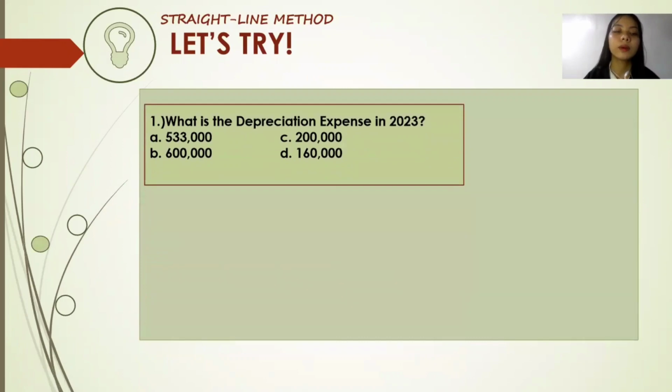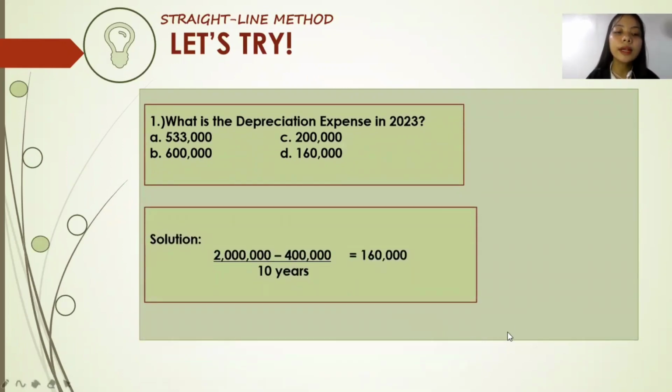So, number 1, what is the depreciation expense? So, yung gagawin lang natin, katulad sa formula kanina, cost niya na 2 million less 400,000 equals yung depreciable amount over 10 years. So, makukuha natin is 160,000. So, the answer is 160,000. Ayan yung depreciation expense natin ng 2023.